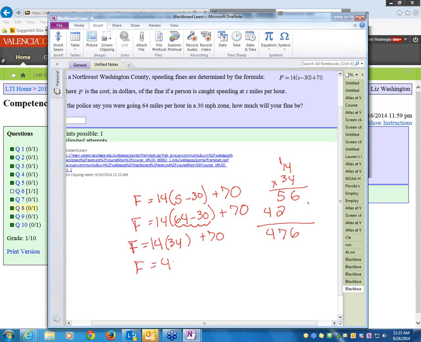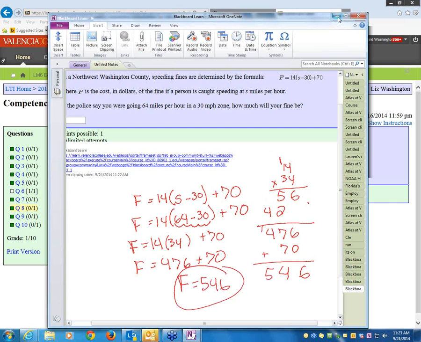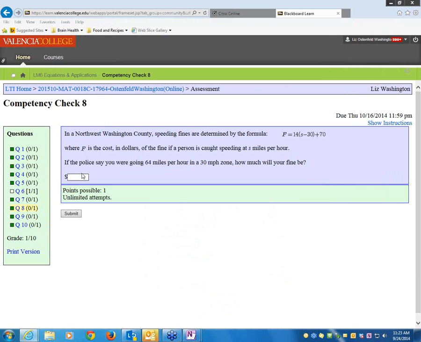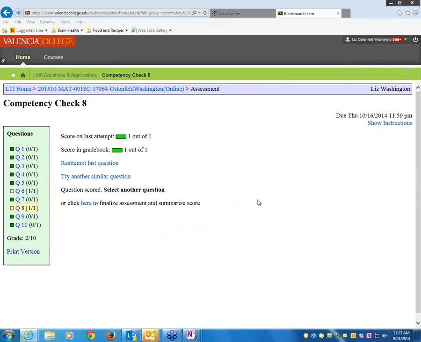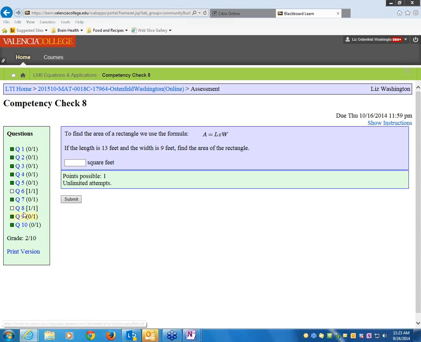F is 476 plus 70. Again, not a human calculator. I'm going to go ahead and add my 70 right here. 6, 14, 5. So F is going to equal 546. So let's go back to the other page and see if it likes me. 546. And then submit. Oh, I'm not being patient. Okay. There we go. Let's go to the next one.